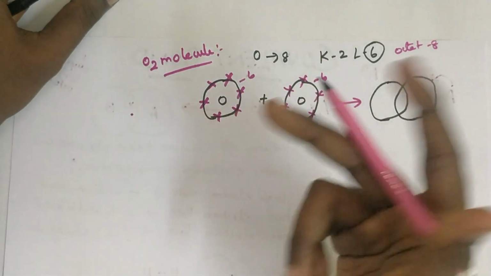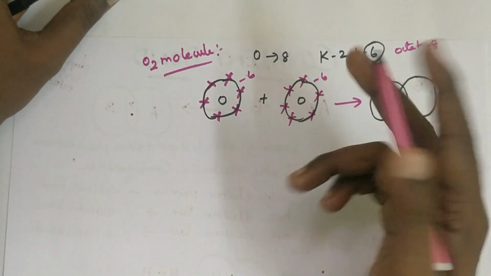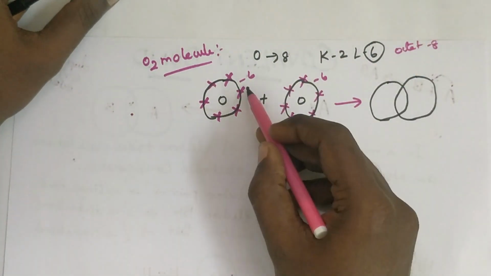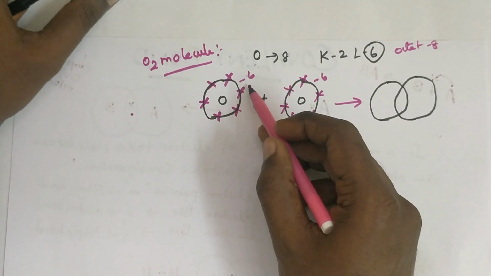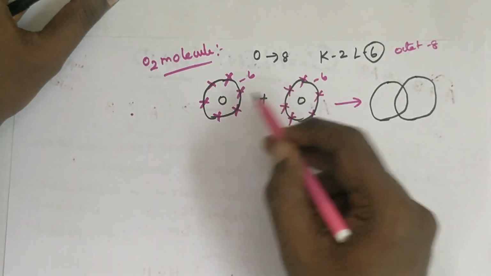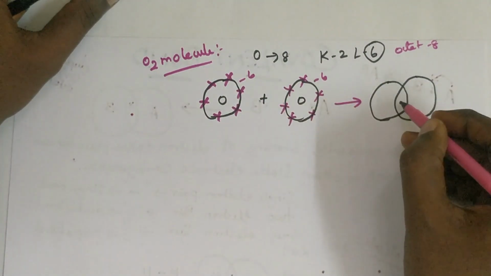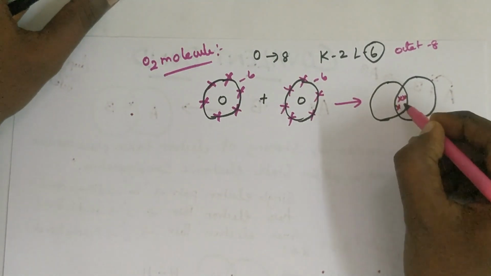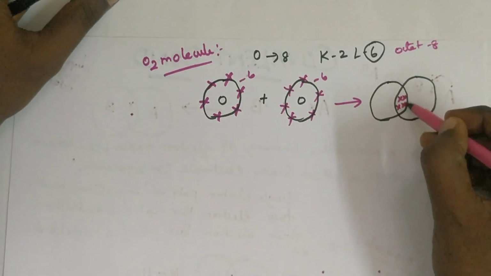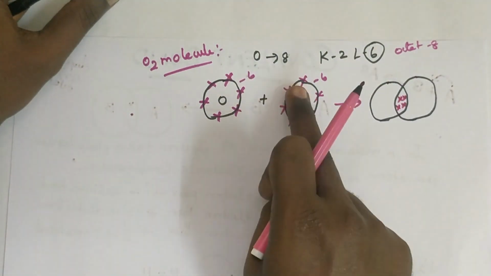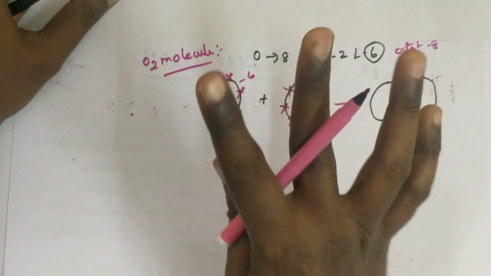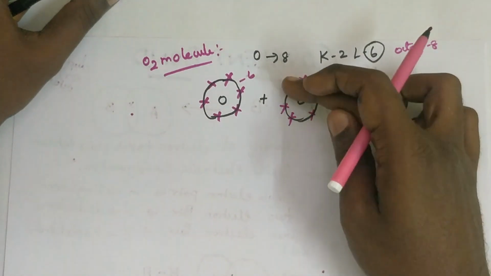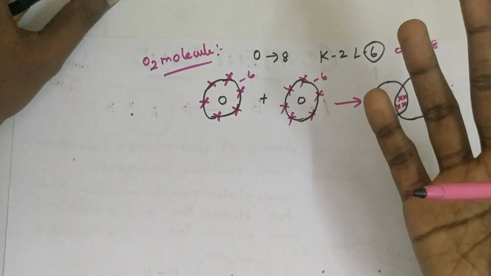So count the total number of electrons. This oxygen needs 2 electrons to attain octet. This oxygen also needs 2 electrons to attain octet. Total 4 electrons. So in between, 4 electrons are shared. 1, 2, that means 2 pairs. So already these 2 electrons are shared, so total 4. Out of this, 2 electrons shared means the balance we have is only 4.